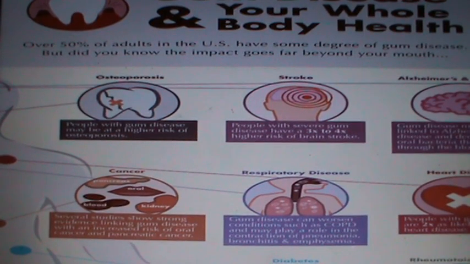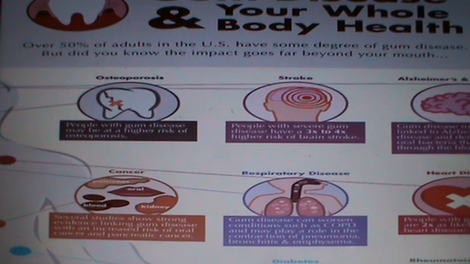This is a finding in the United States that if gum diseases are present, they will affect the overall body health of the patient, and may result in osteoporosis, stroke, Alzheimer's, cancer, respiratory disease, and heart diseases.